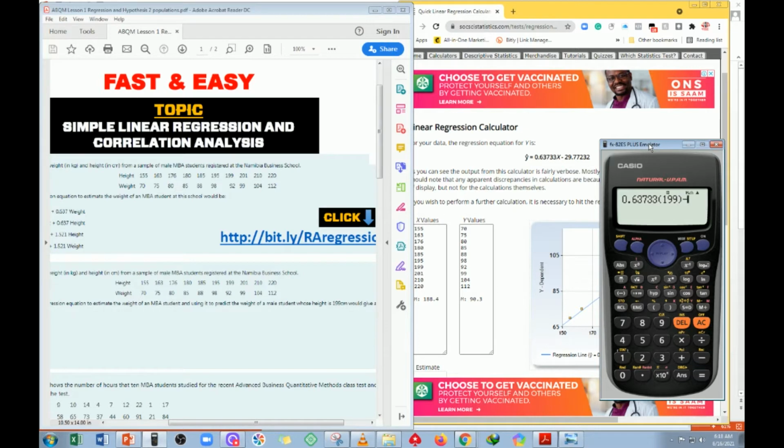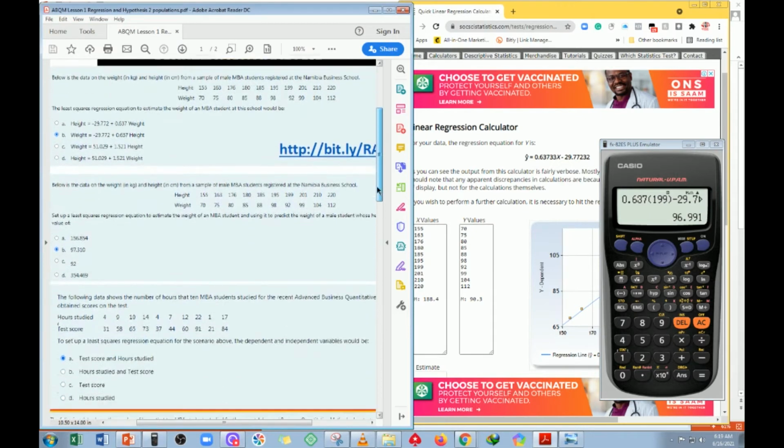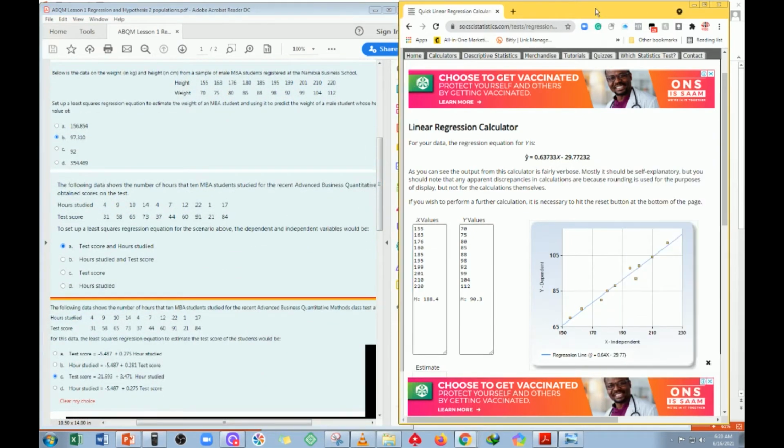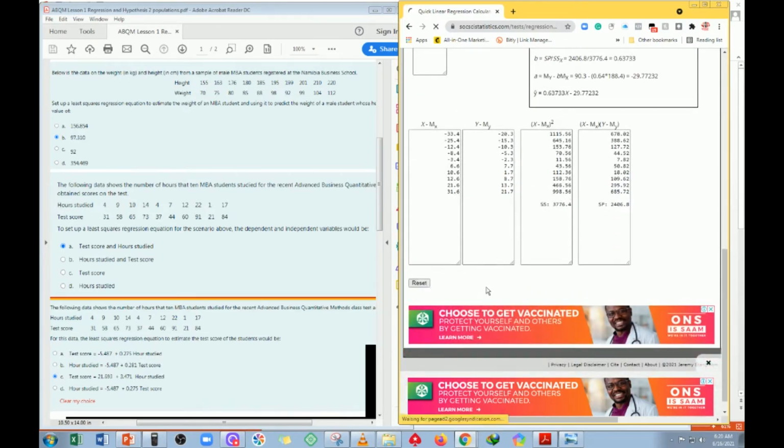And then minus 29.77232, which gives a final answer of 97. There is 97. This is more close because we did not round off. So you can see how fast and easy that is. Let's go to another question. So we can come and reset.